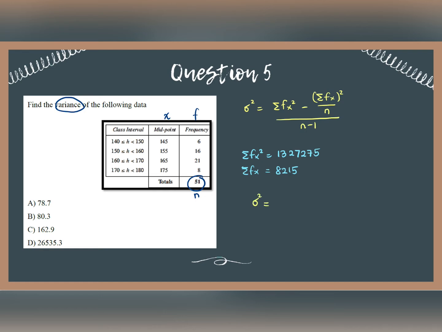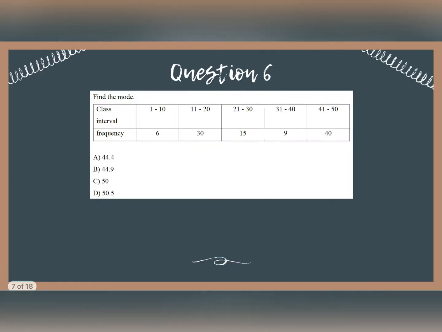So variance square will be 1327275 minus 8215, we squared it, divided by 51 over 50. Okay, so ini masukkanlah dalam calculator. So your answer should be 80.31. So is there the answer? Yes, jawapan adalah B, 80.3. Okay, so this one is question number 5. Now move to question number 6.